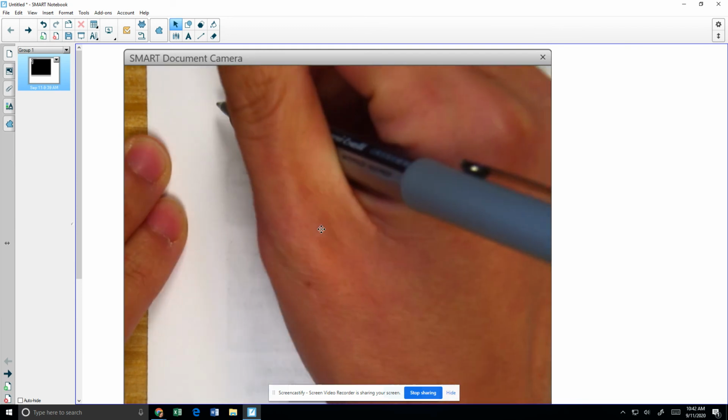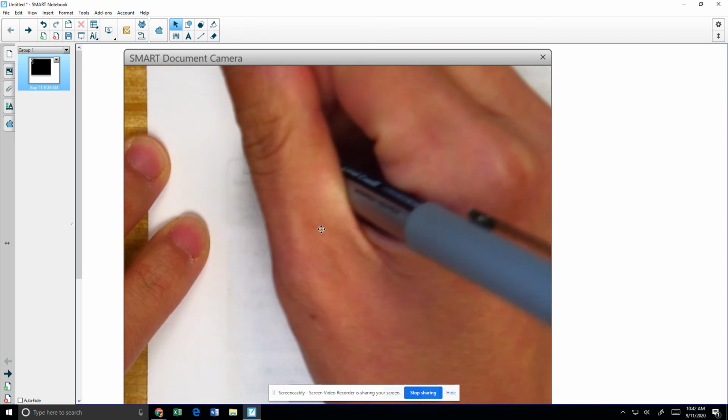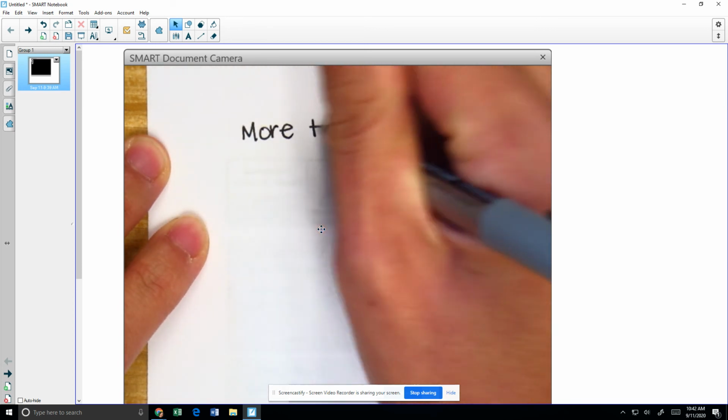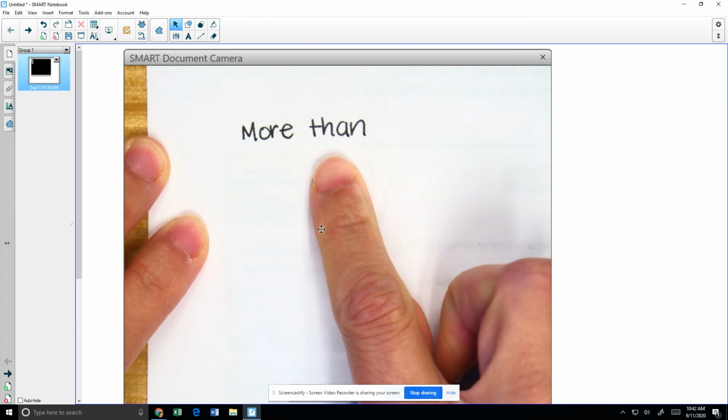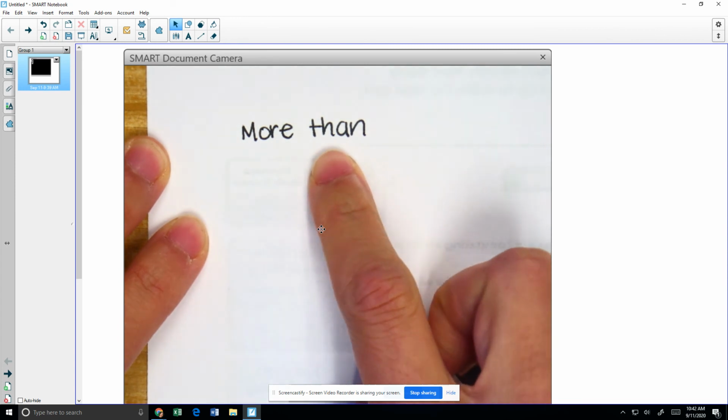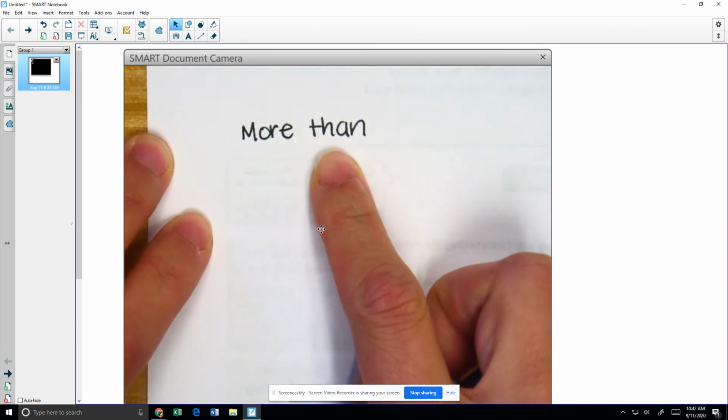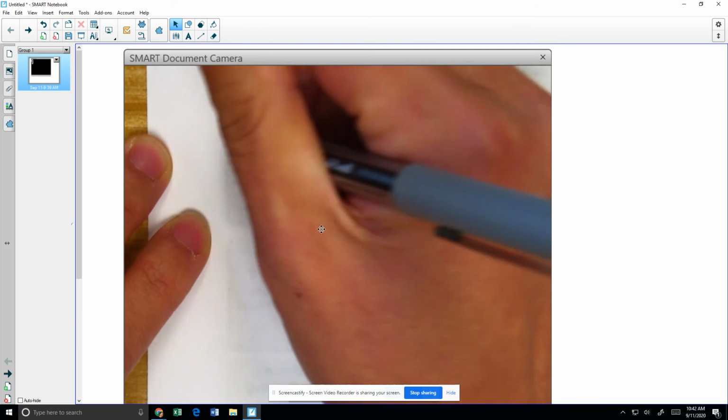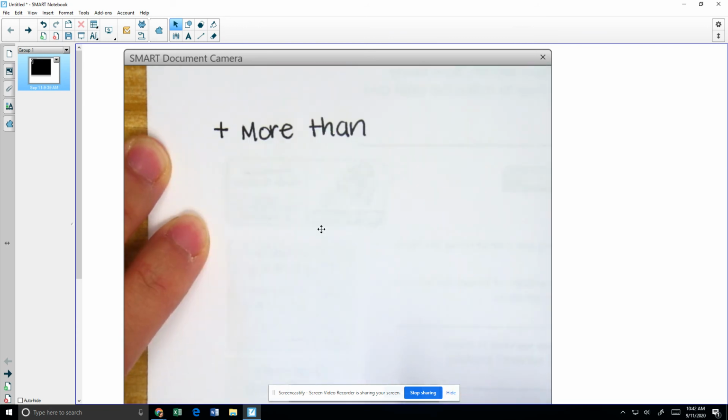So what if I were to say more than? Can someone shout out or type, what symbol is more than? Add, subtract, multiply, or divide? Add, thank you, good job. More than means add, okay? What if I say, okay, so hold on.